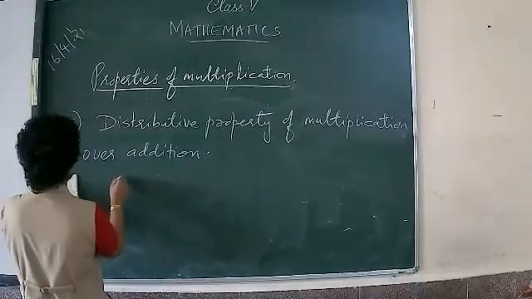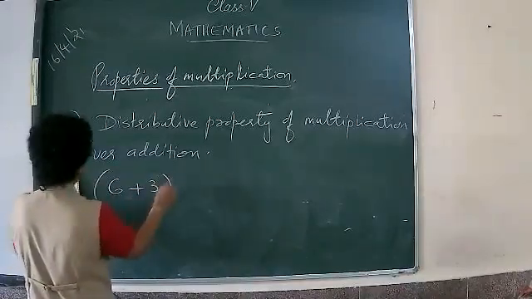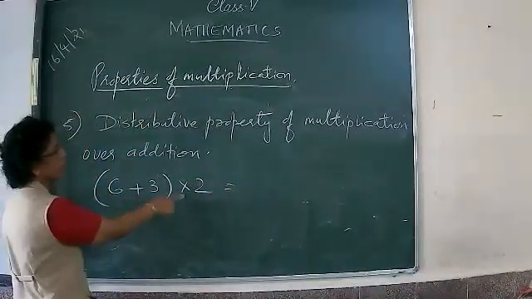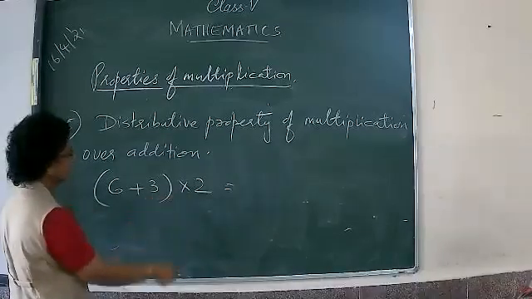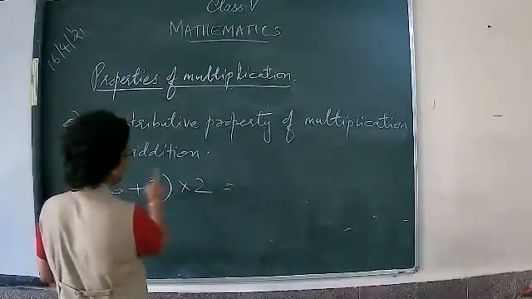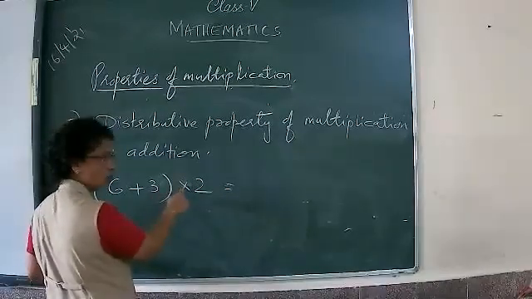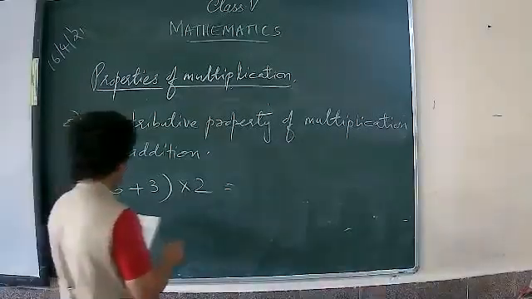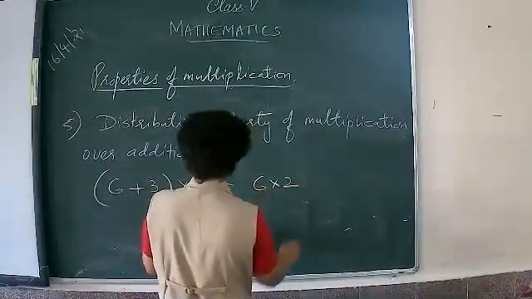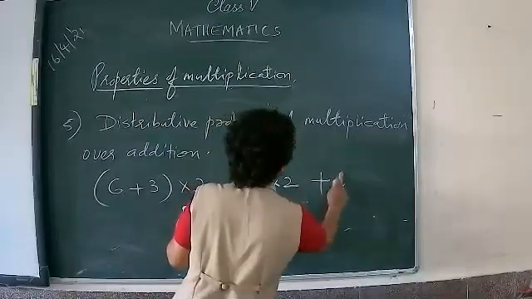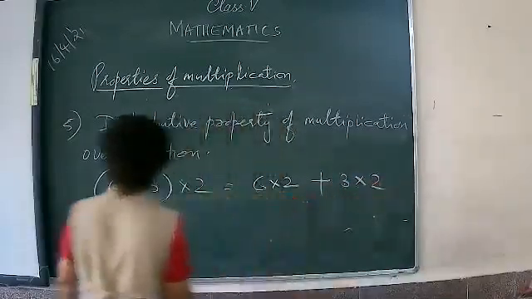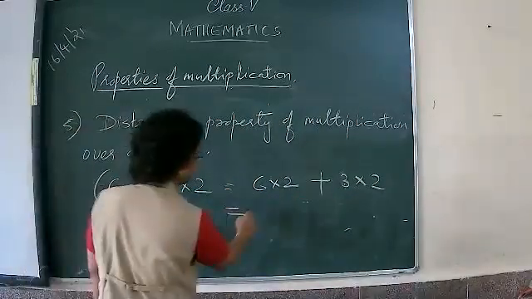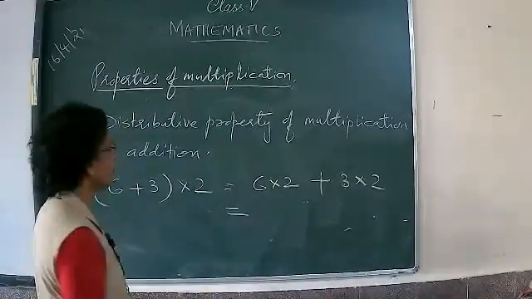This, for example, I am giving here 6 plus 3 multiplied by 2. This is plus sign here, addition here, multiplication outside here. This means that 6 we have to multiply by 2 and 3 also we have to multiply by 2. That's the distributive property of multiplication there. That means 6 we have to multiply by 2 and 3 also multiply by 2. 6 multiplied by 2 plus 3 multiplied by 2. Understood, children? That is a distributive property there.